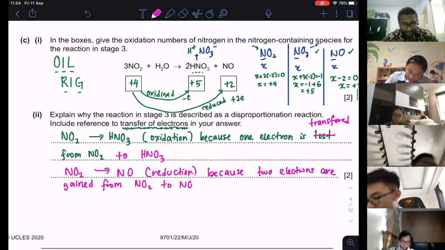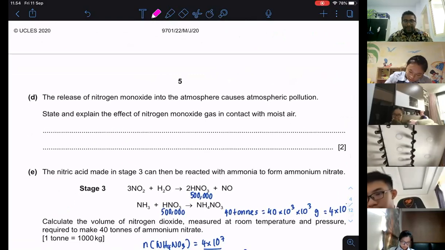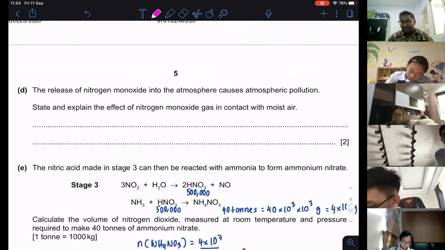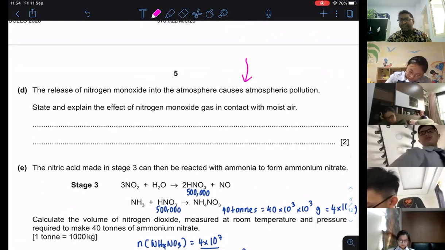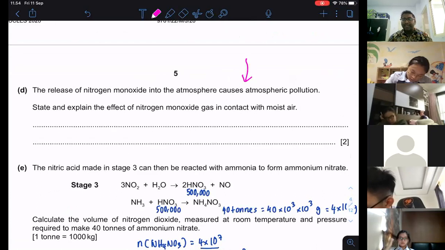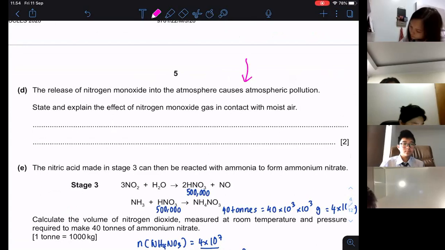Now let's move on. The release of nitrogen monoxide causes atmospheric pollution. I think every single time you see this kind of question, it's getting similar. How come it's the same thing over and over? Yes, they do ask the same thing over and over. State and explain the effect of nitrogen monoxide in contact with moist air. When nitrogen monoxide comes into contact with moist air, it will give you an acidic solution. So this one will form nitric acid.